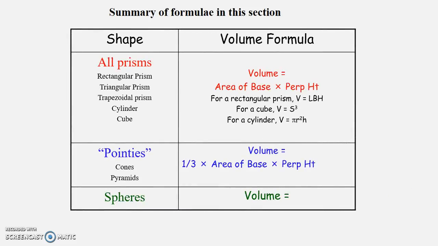Okay. So summary of the formula in this section. Good idea to copy this down in your notes as well. All prisms, here's a list of your prisms. Volume is area of the base multiplied by the perpendicular height. For a rectangular prism, that's volume equals L times B times H. For a cube, volume is going to be S cubed, side lengths cubed. For a cylinder, volume will be pi r squared times H. For our pointies, it's 1/3 times the area of the base times the perpendicular height. All right, and spheres, 4/3 pi r cubed.